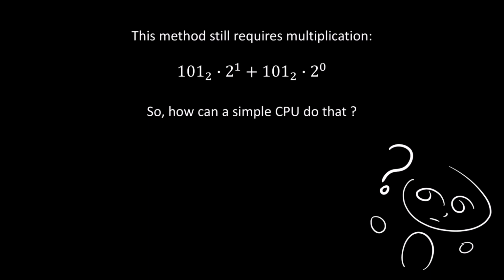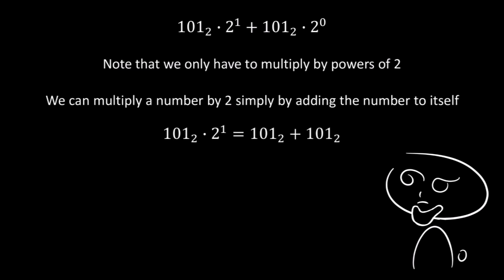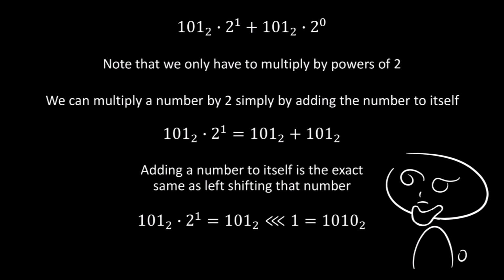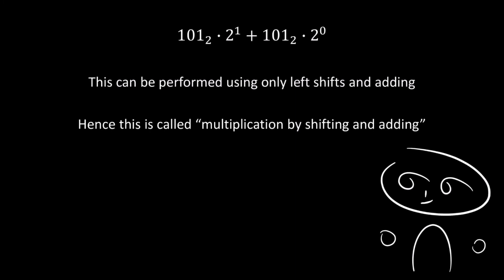So how could a simple CPU do that? Note that we only have to multiply by powers of 2, and we can multiply any number by 2 by simply adding the number to itself. Adding a number to itself is the exact same thing as left shifting that number. So if we take all of the bits in our number and shift them to the left by 1 bit, we get that number multiplied by 2. What this means is that this method can be performed only using left shifts and adding. Hence, this method is called multiplication by shifting and adding.